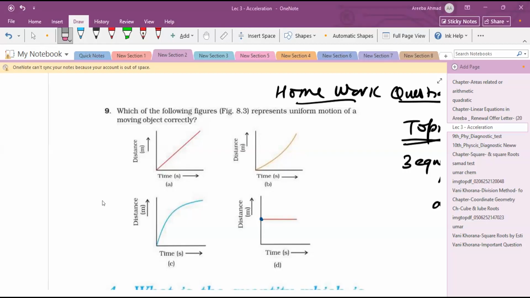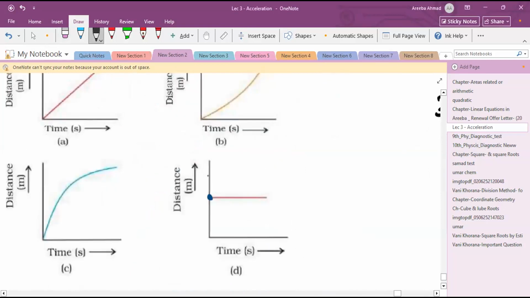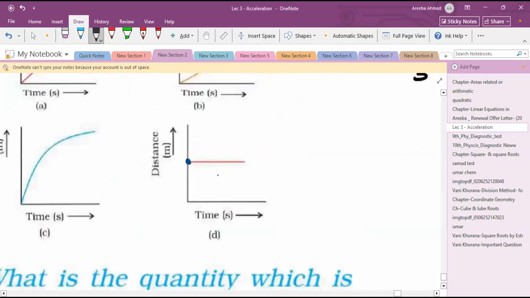Abdullah has also sent the answer. Perfect, perfect. This we have done in the notes as well. Uniform motion means uniform speed basically, right? So we have a graph like that. Okay, guys, can you tell me what is the D part of the graph? What is this showing?